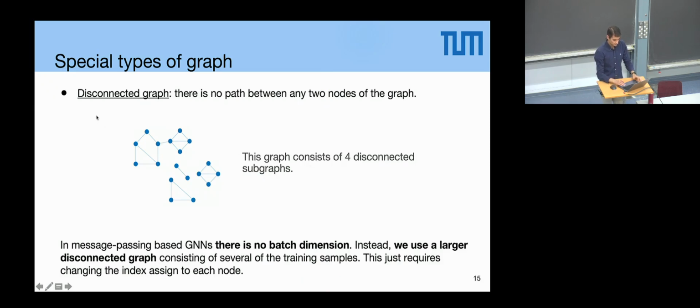Okay, and another important concept is the disconnected graph. A graph is disconnected if it consists of multiple subgraphs between which there is no path. For instance, here this graph consists of 4 disconnected subgraphs. We have here 1, 2, 3, and 4. And we actually use this when training neural networks. So if, as I mentioned before, we are working with a CNN and images, if we want to train, then we don't train for one single image.